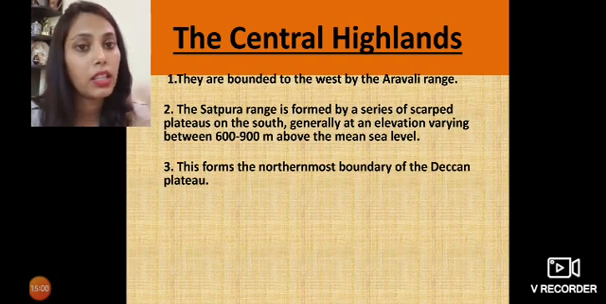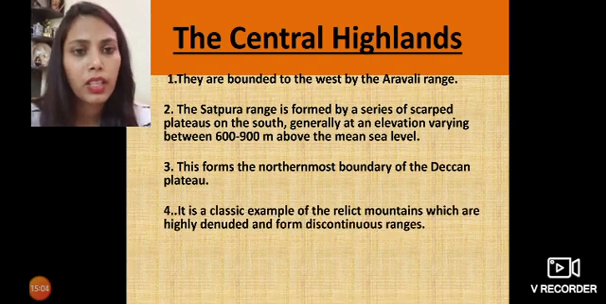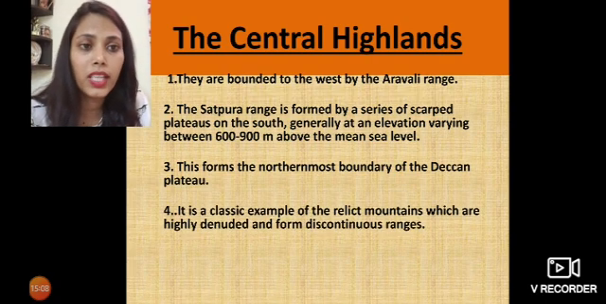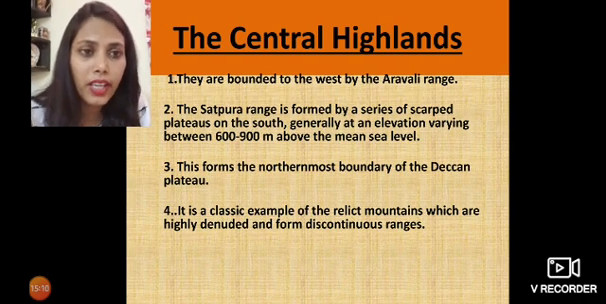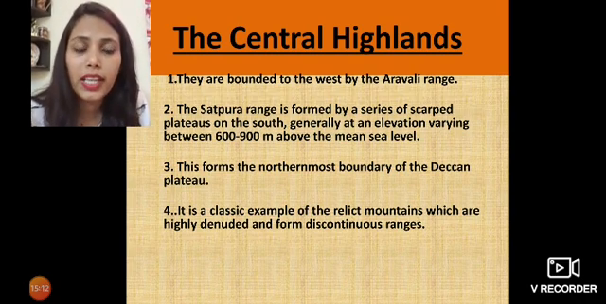Then it's in the northern part of the Deccan Plateau. Central Highland is in the northern part. It's a classic example of relict mountain. Now relict mountain means residual mountains. So Aravali range, Satpura range are an excellent example of relict mountain. Relict mountain means these mountains are very old, very ancient mountains, and they're also called residual mountains.